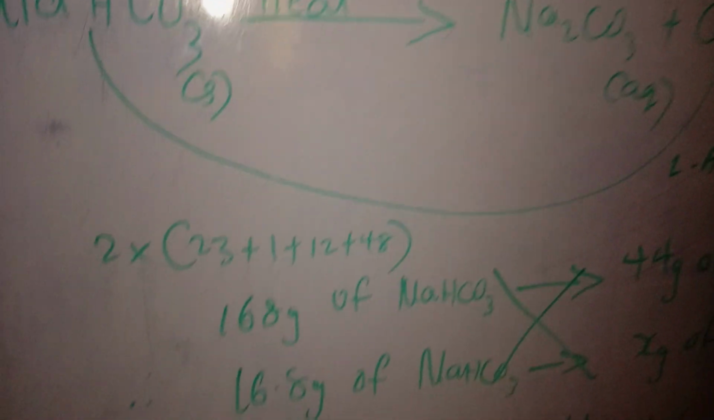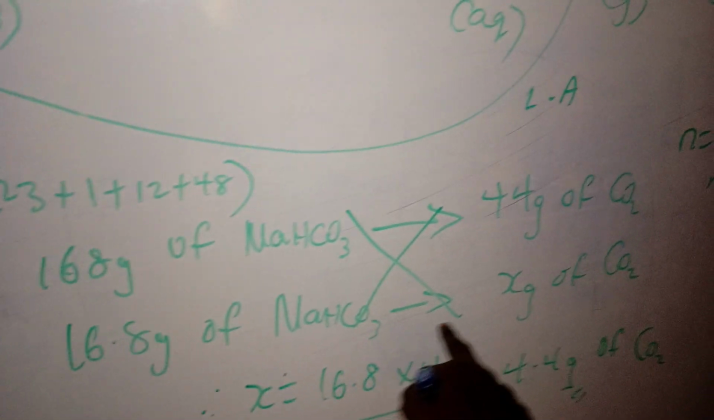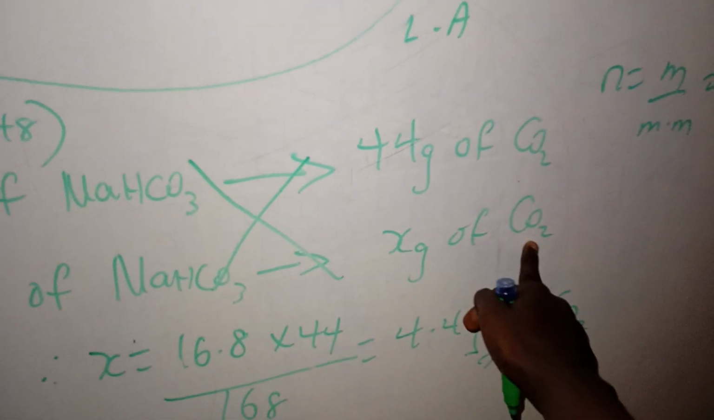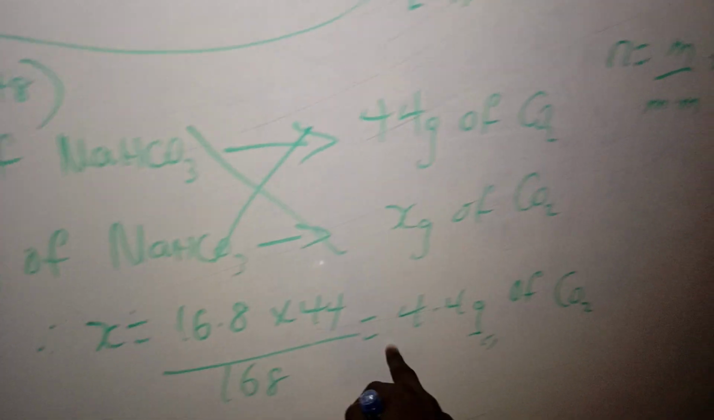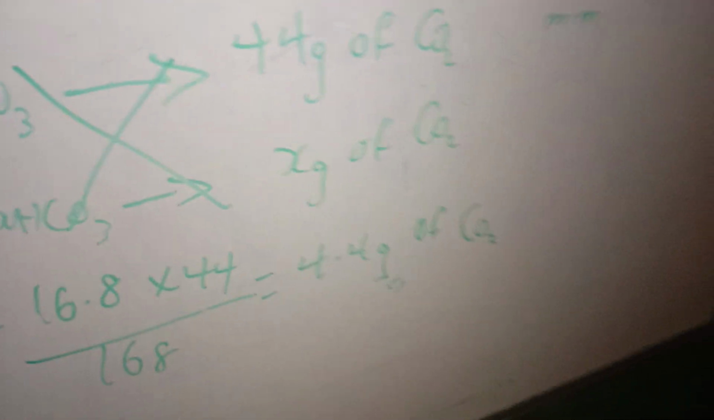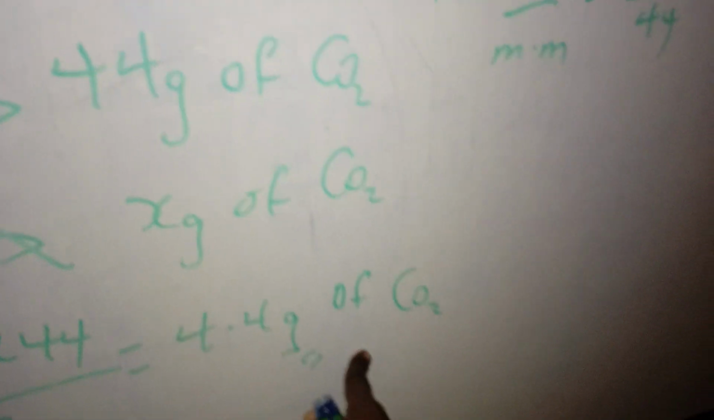Then they gave me 16.8 gram, which I took here. 16.8 gram of NaHCO3 gave me X gram of CO2. I want to get the mass of CO2 produced. So by equating it, I get X is equal to 4.4 gram of CO2. So in this system, I have 4.4 gram of CO2.